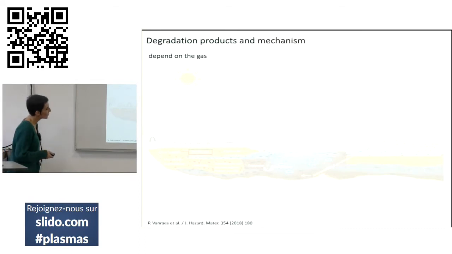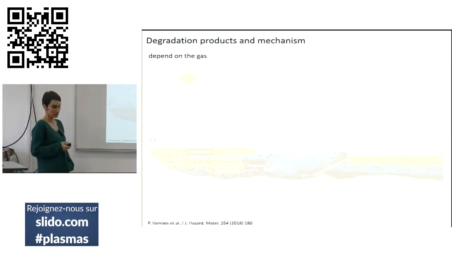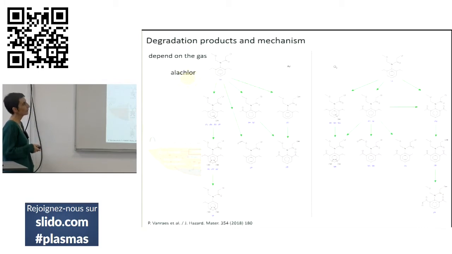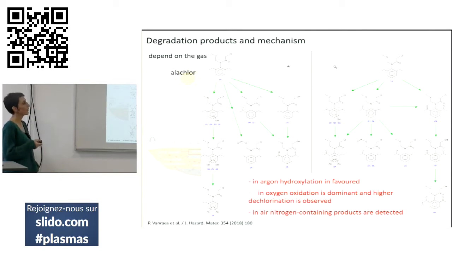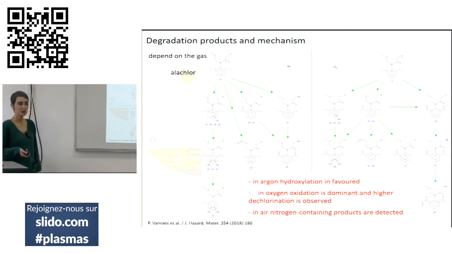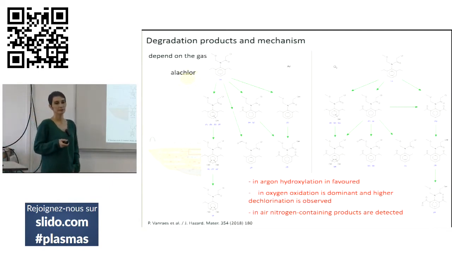Then the degradation products depend on the gas in case of the discharges above liquid. So obviously, in case of argon, for instance, we have only OH radical attacks, so hydroxylation will be favored, while in case of oxygen discharges, we'll have oxidation, which dominates, and in case of air, nitrogen-containing products can also be detected.